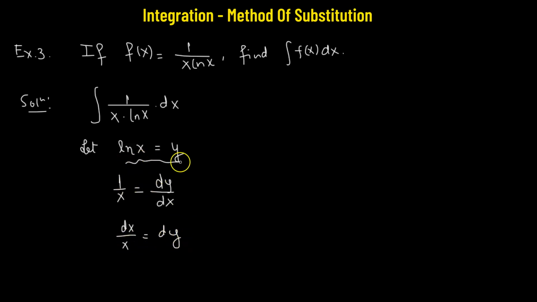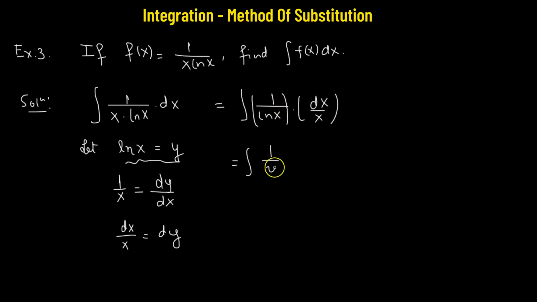We have to be a little bit careful while taking this substitution, because here when we take natural log of x equals y, we have dx over x. So that means this integral can be rewritten as the integral of 1 over natural log of x, multiplied by dx over x. Now things become easier when we look at it in this fashion. So this is 1 over, natural log of x, which is simply y, and dx over x becomes dy.